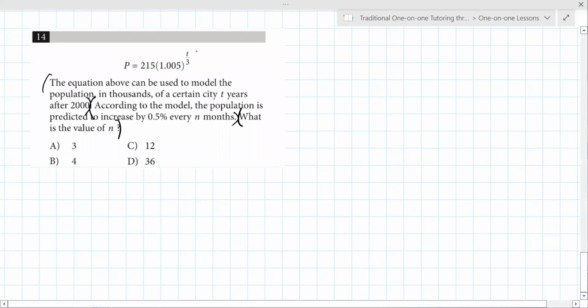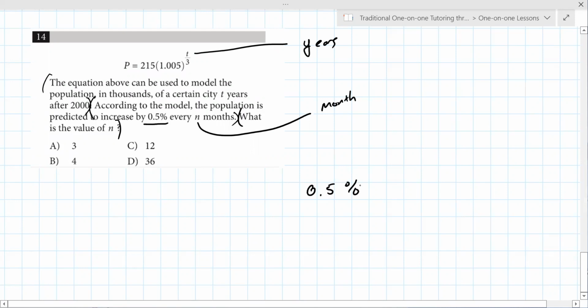But the model T is in years and n is in months. And what's the conversion between months and years? 12. So there might be something in there with 12. We don't know. Maybe C is the answer, but from the previous questions, you say, well, maybe that's going to work. You see how this number given is 0.5%? As a decimal, you have to move it left twice. And that's why it becomes 0.005.